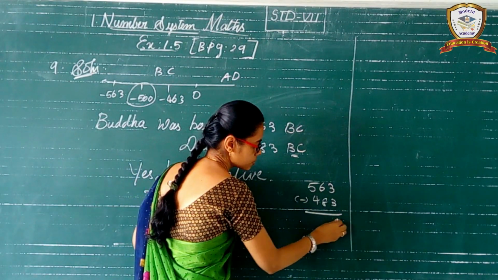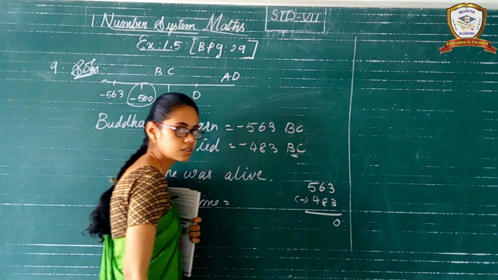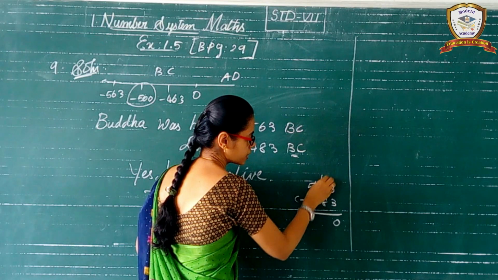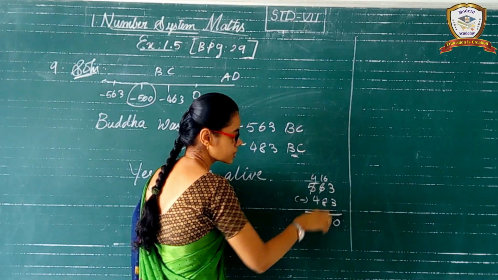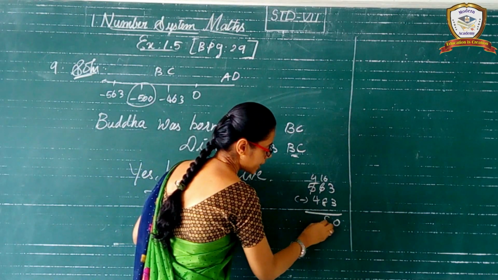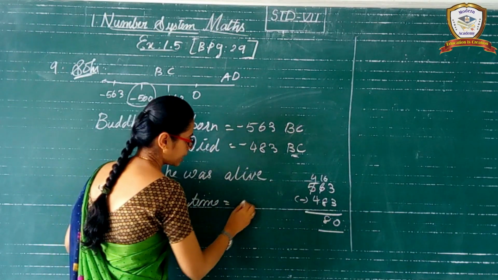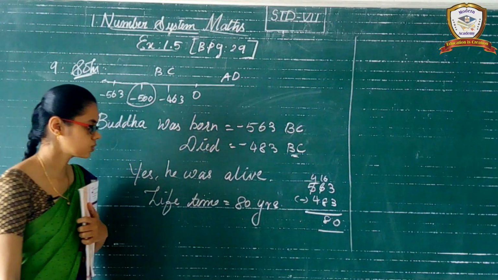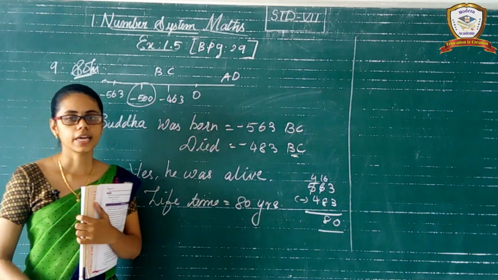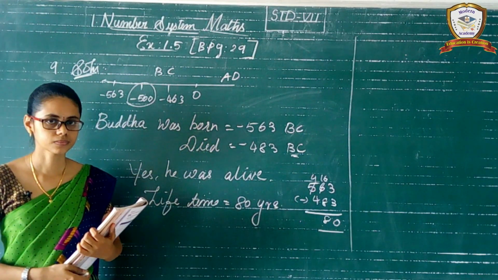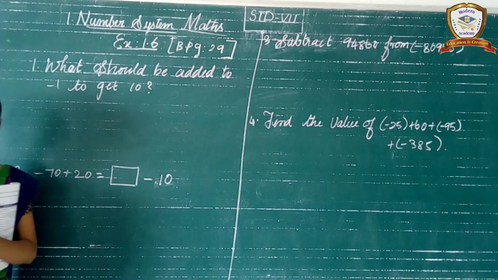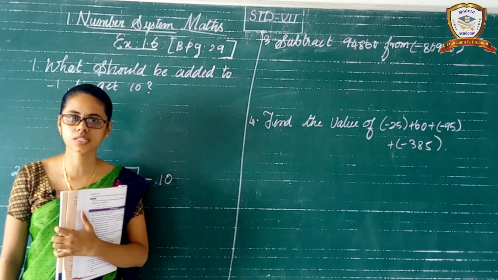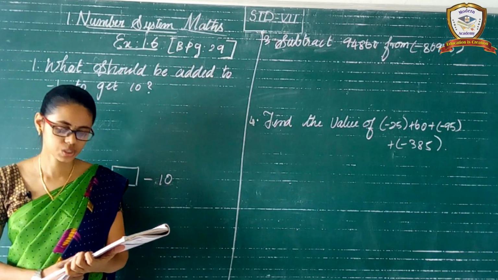3 minus 3, 0. 6 minus 8 will not subtract. We can't subtract. So we can borrow another. Here 16, here 4. 16 minus 8, 8. So totally lifetime 80 years. Okay. So total lifetime Buddha was 80 years. Okay. Next, see the exercise 1.6 miscellaneous exercise. Same book, page number 29.